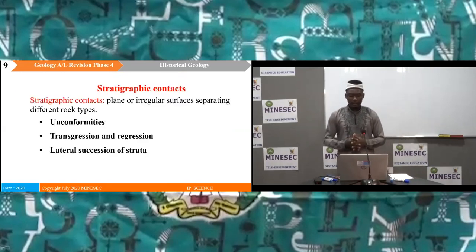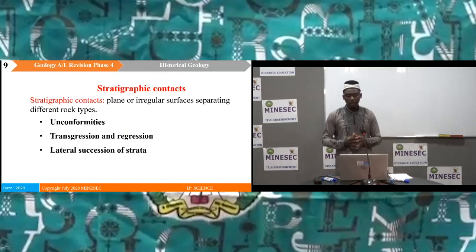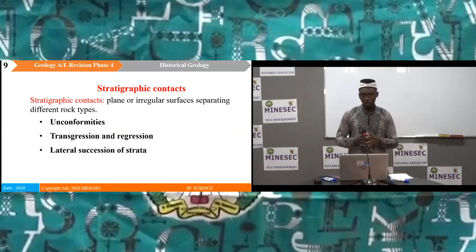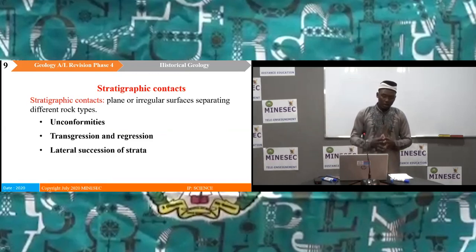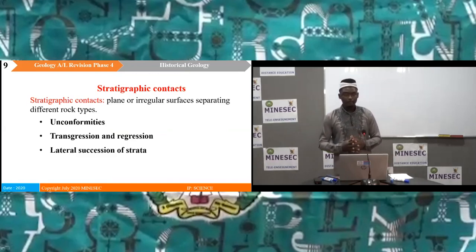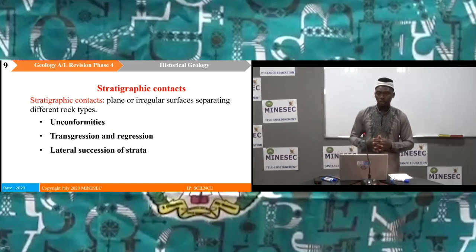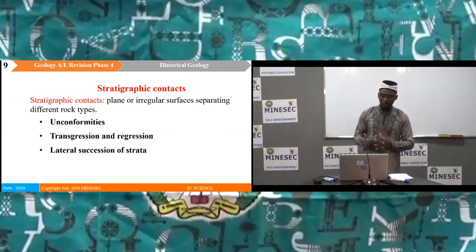Stratigraphic contacts. Stratigraphic contacts are plane or irregular surfaces separating different rock units. Under stratigraphic contacts, we are going to examine unconformities, transgression and regression, and lateral succession of strata. We begin with unconformities.